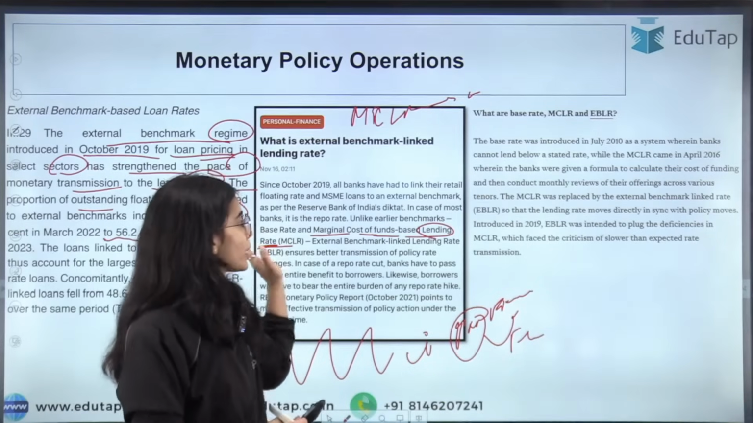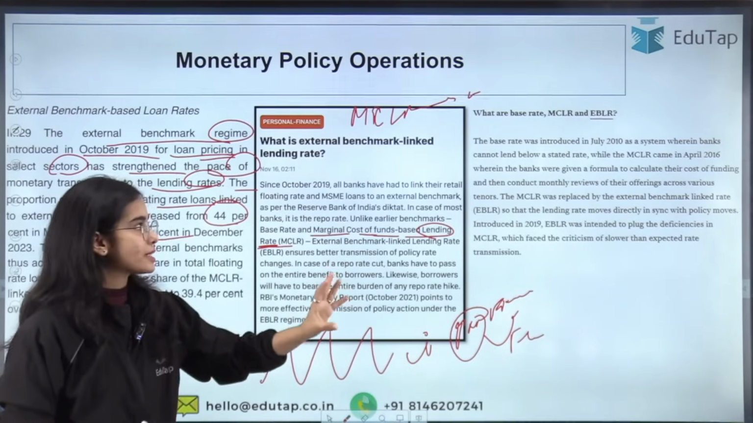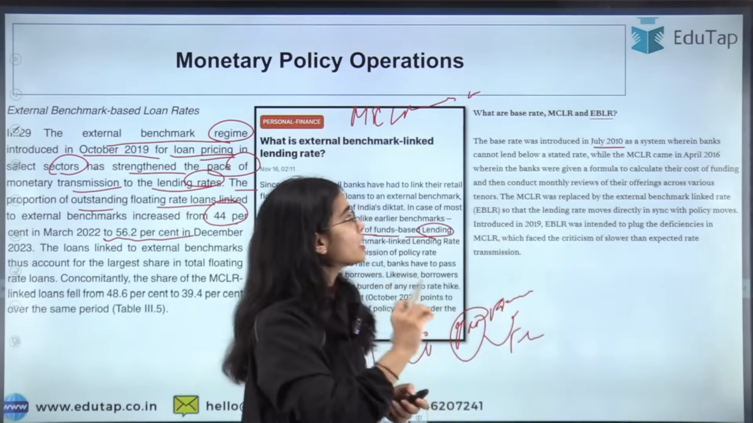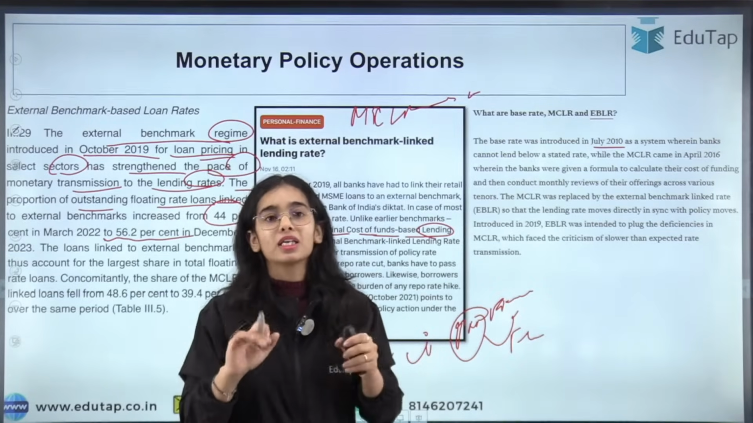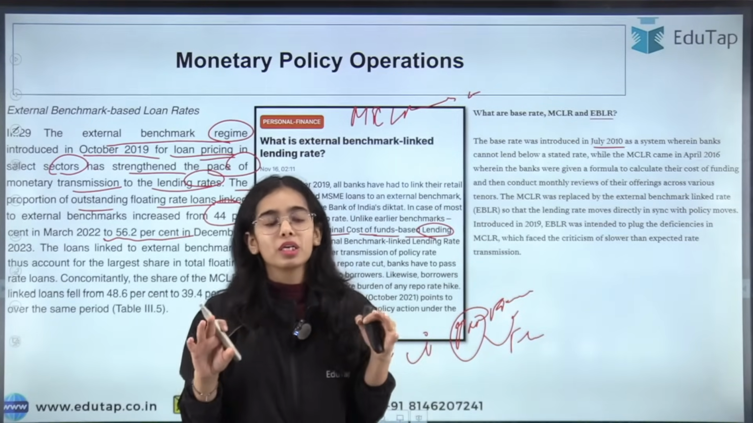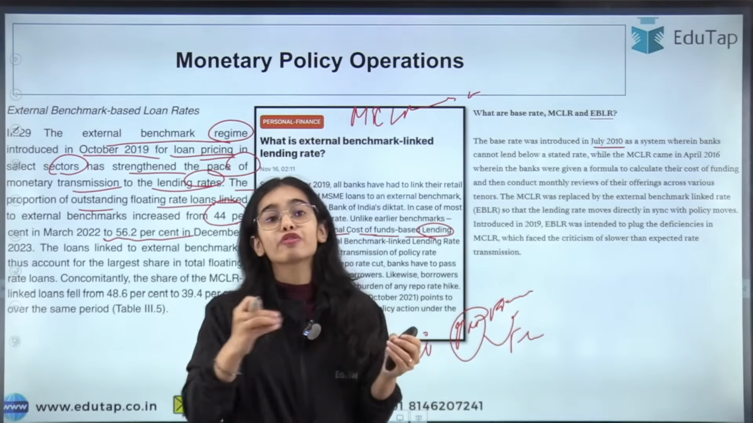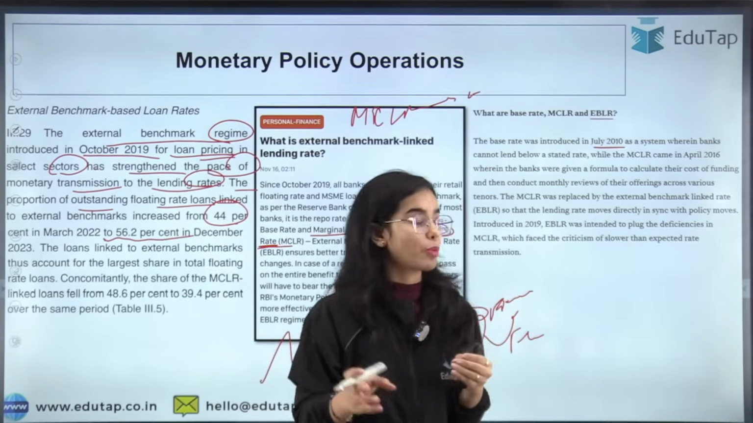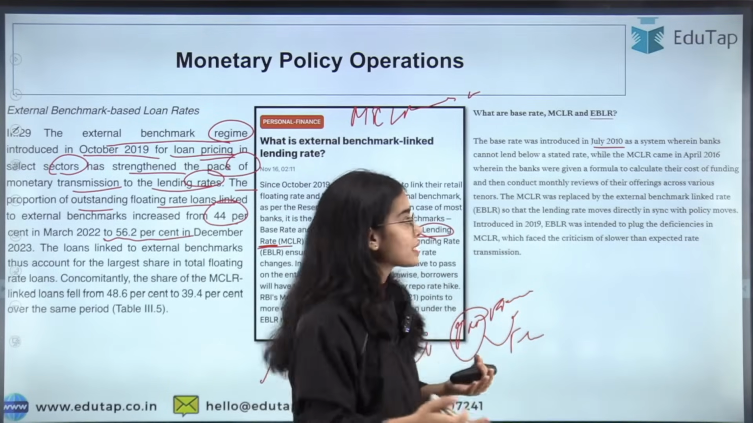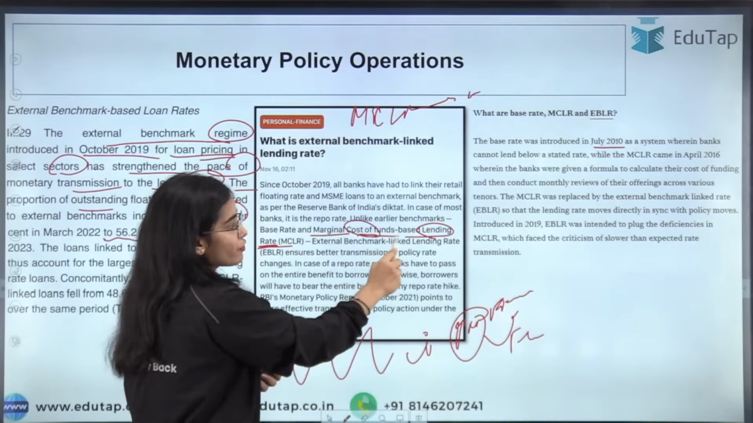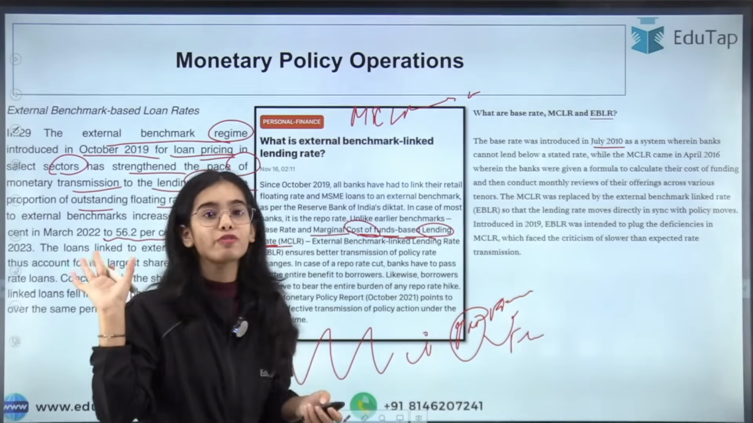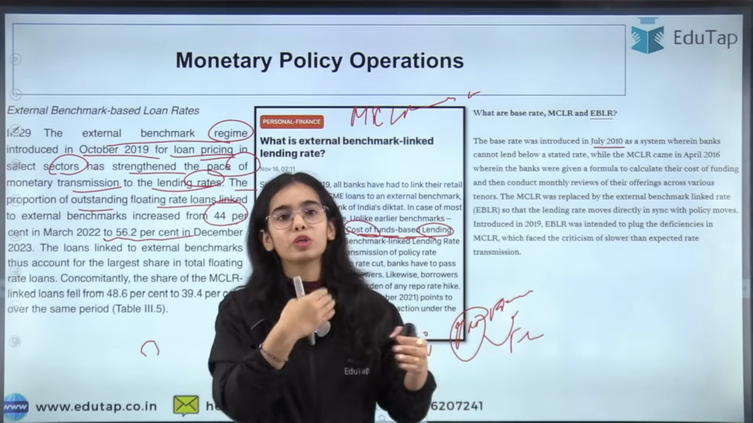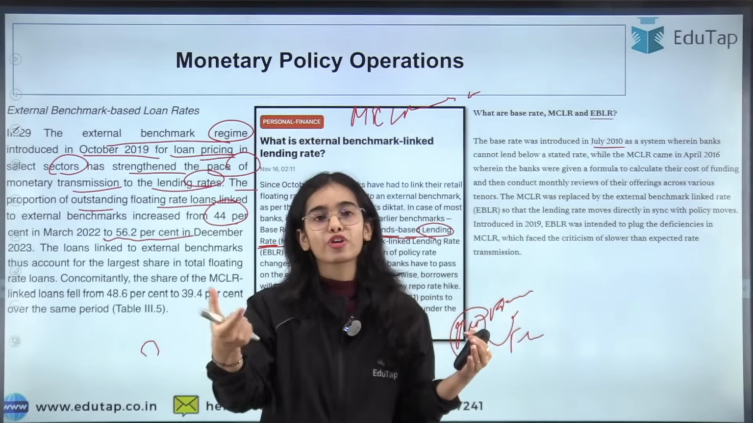Okay, so here you can read about the MCLR and the base rate. The base rate was introduced in July 2010 as a system wherein banks cannot lend below a minimum rate. The RBI gave an indicative formula that was being followed by the banks in different manners, so it was not leading to the transmission of the monetary policy. Then came the MCLR in 2016, the marginal cost of funds based lending rate. Here a prescribed formula was given that you have to follow, but again the banks were not able to transmit the monetary policy changes.